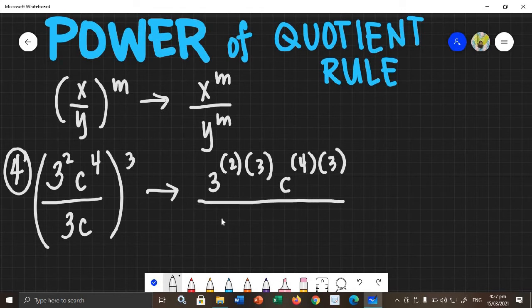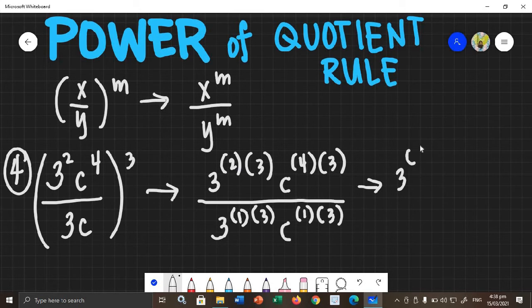All over 3, 1 yung exponent niya, multiply natin kay 3. C, 1 din exponent niya, i-multiply natin kay 3. Simplifying this expression, we have 3 raised to 2 times 3, that is equal to 6. No, 3 raised to the 6th power. C raised to 4 times 3 is 12. Okay? All over 3 raised to 1 times 3 is 3. And then we have C raised to 1 times 3 is 3.